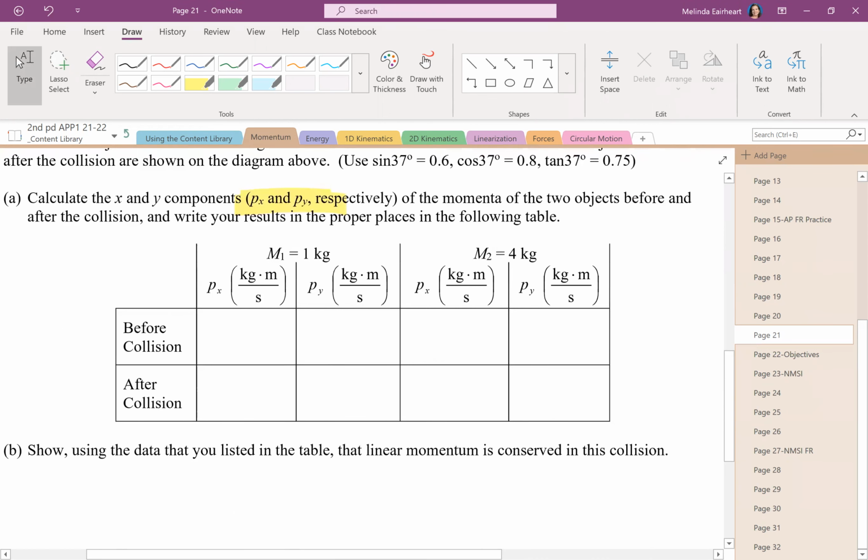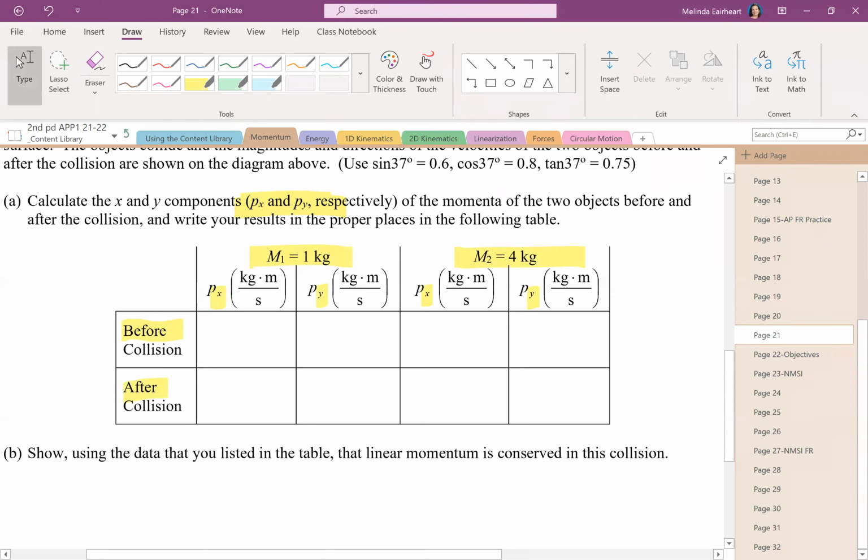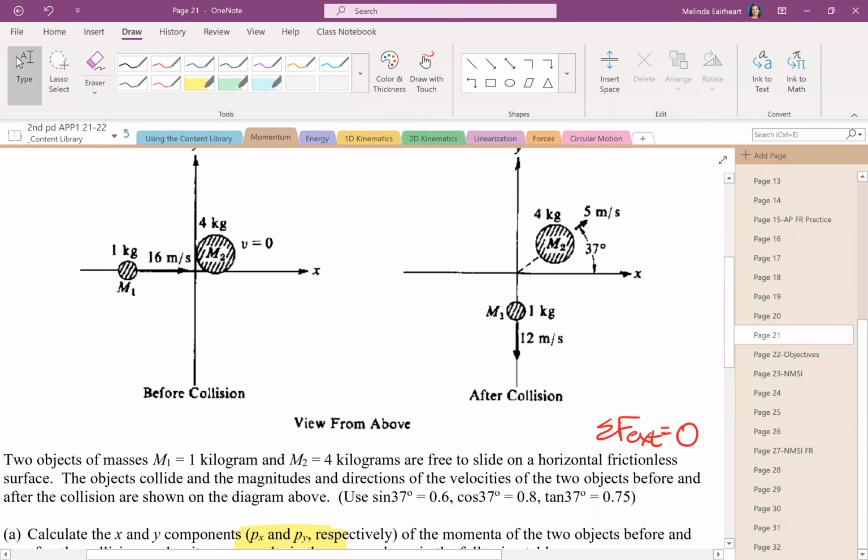in the following table. And so this table, 1 kilogram is the first two columns, 4 kilograms is the second two. The first row is before, the bottom row is after, and then the only other difference in the columns is that x and y for each mass. So make sure you get things in the right location, okay? And so going up above, what about before?